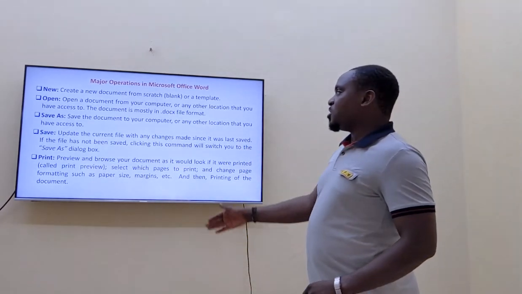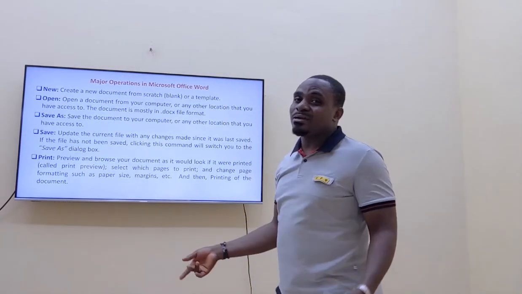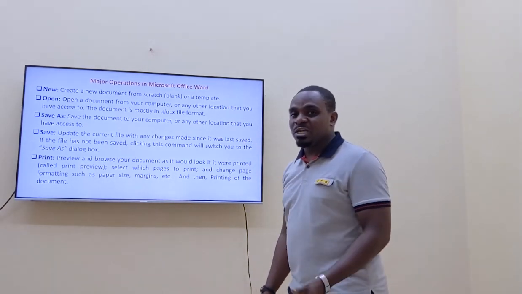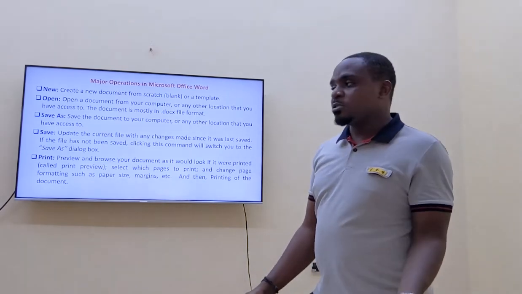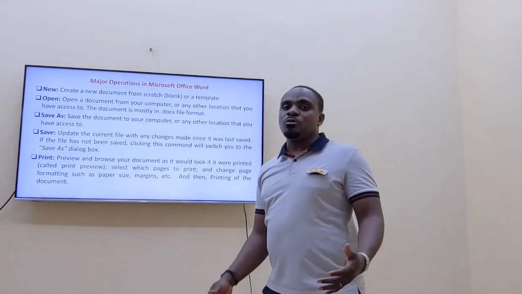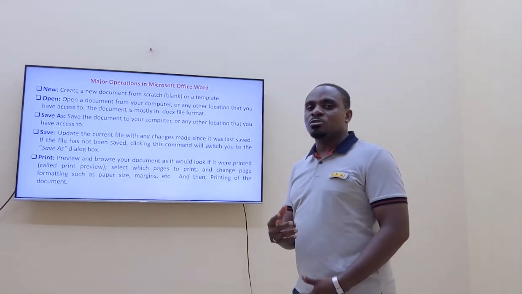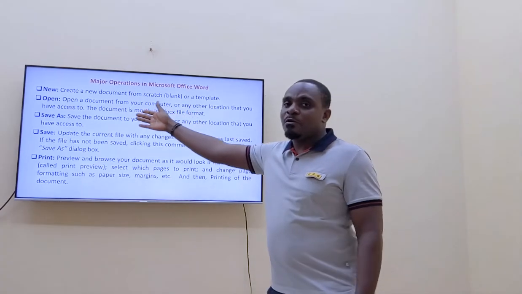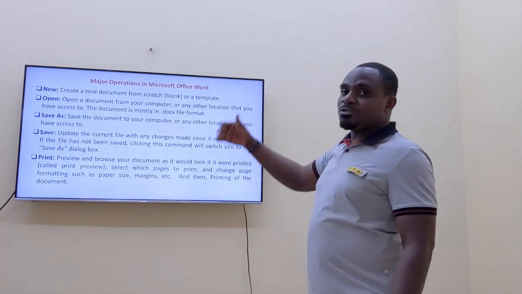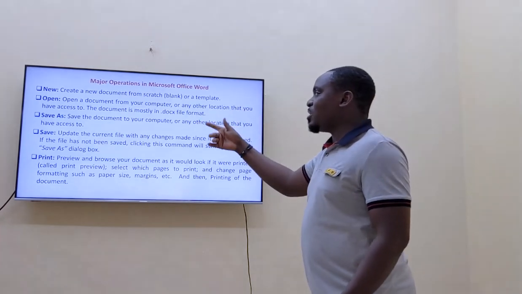So one thing you must do is create a new document. We talked about saying that you must always pick a blank, if you want to start afresh, because maybe what we're seeing on the templates displayed from the startup page is not what we want from the initial point of launching it. Then maybe you have a document you've worked on before and you want to just access it. That's where you perform the open function. You click on open to be able to open an already existing document from your computer. We say open a document from your computer or any other location that you have access to.